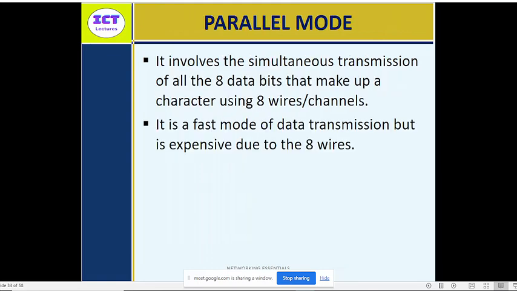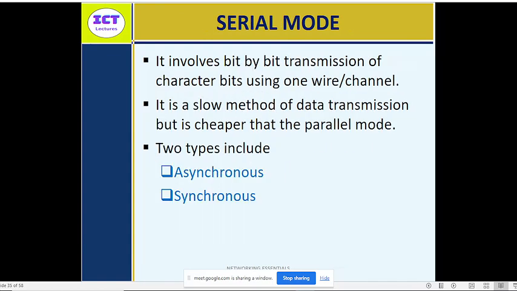So normally when you have a setup of a cable, they normally take up 8 wires. So if you utilize the entire 8 wires to send the 8 bits, we say you're using a parallel mode. It's fast but very expensive. Then you have the serial mode. Serial mode is where one bit is being released at a time. It's a slow way of communicating anyway, right?